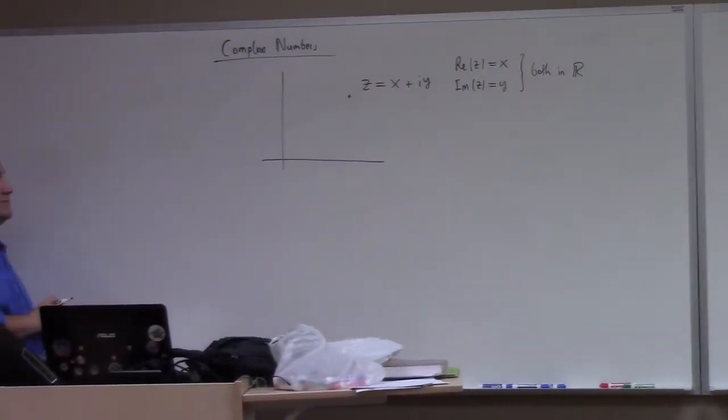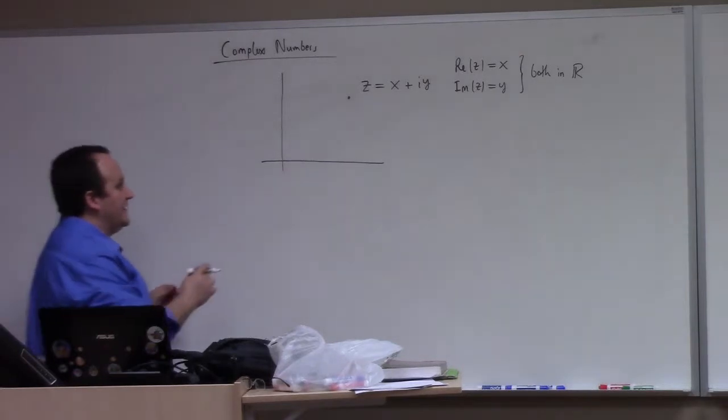If we take a point, z equals x plus iy, this is a typical complex number, right? Here we have the real part of z is what we call x. The imaginary part of z is y. These are both real numbers. So formally, the set of complex numbers are real numbers multiplied by i and added together. And you multiply them in the natural way.